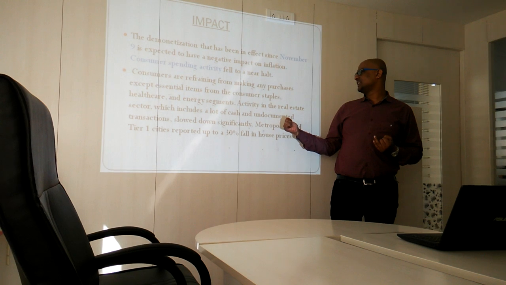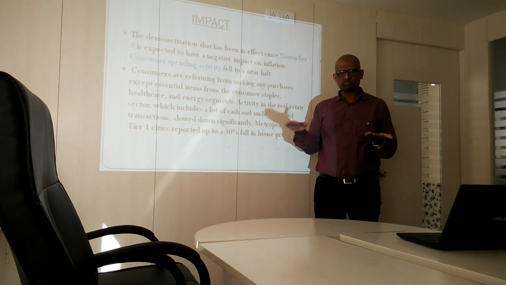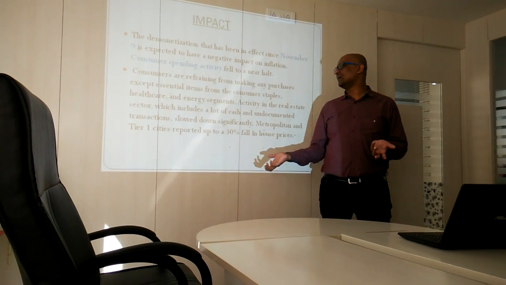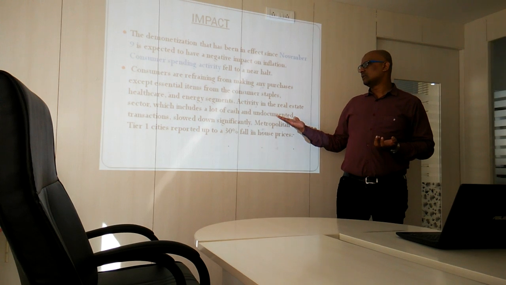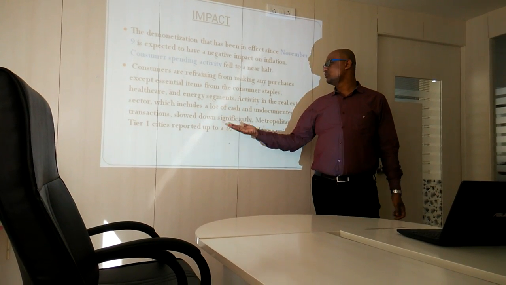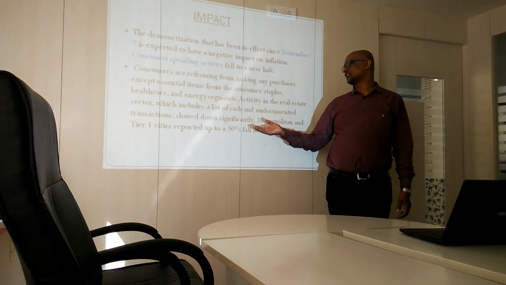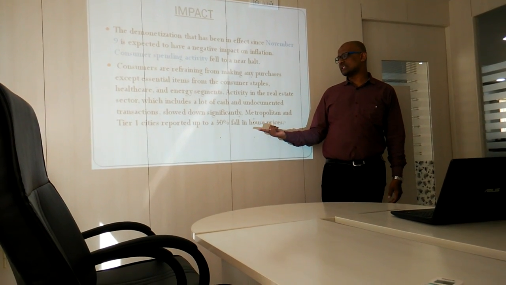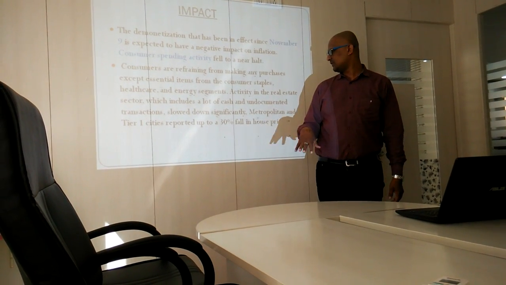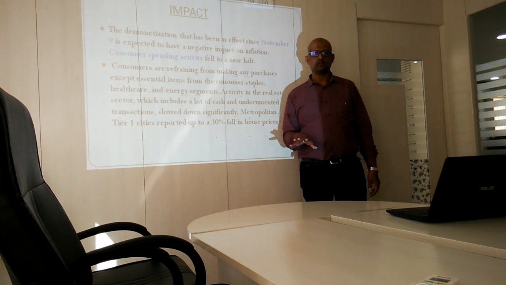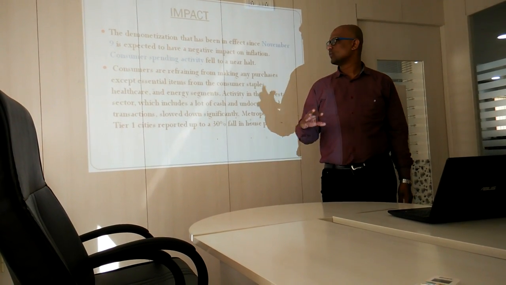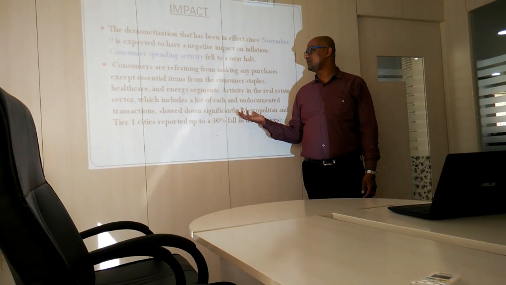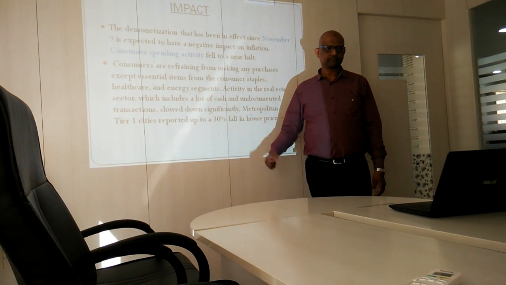Activity in the real estate sector was doomed. There was no activity in the real estate sector, which includes a lot of cash transactions that were slowed down significantly. Metropolitan and tier 1 cities reported a 30% fall in house prices. It was a very big impact on the construction, or I would say the real estate sector.